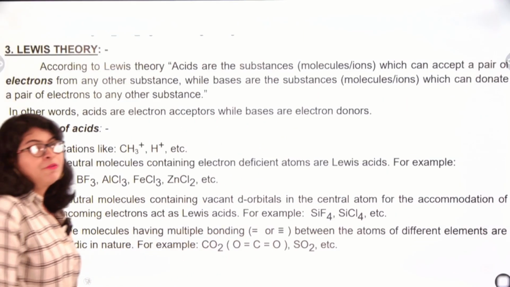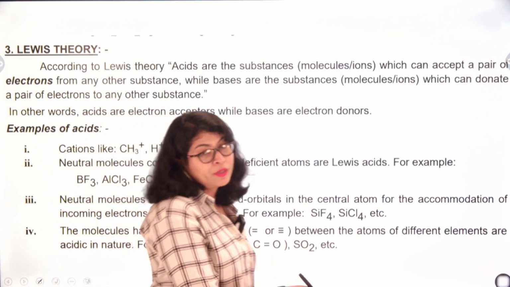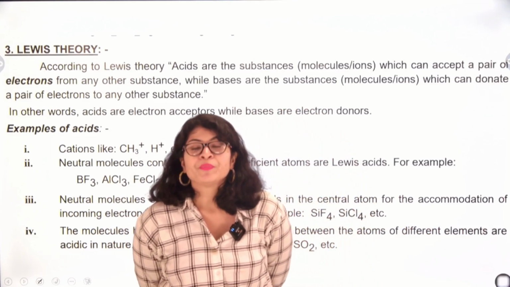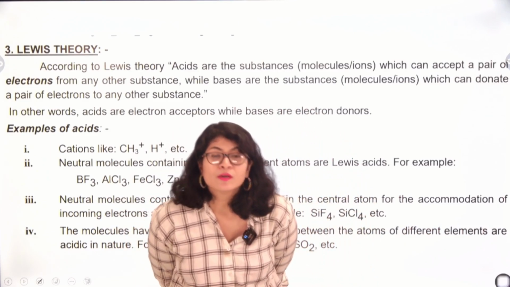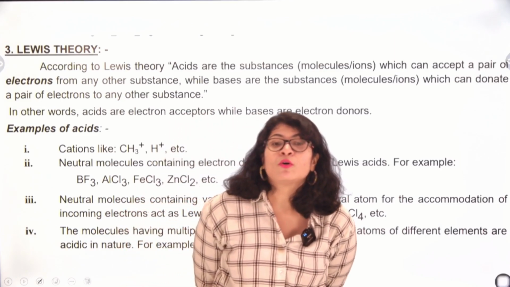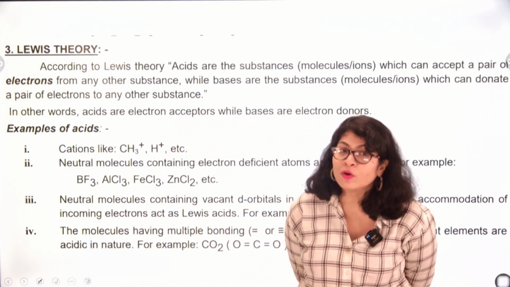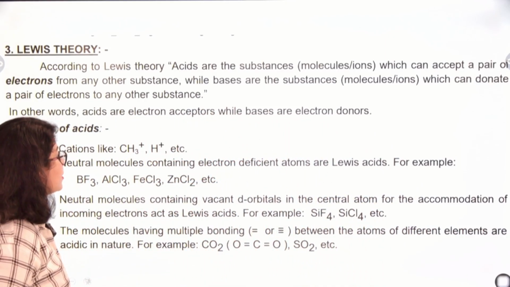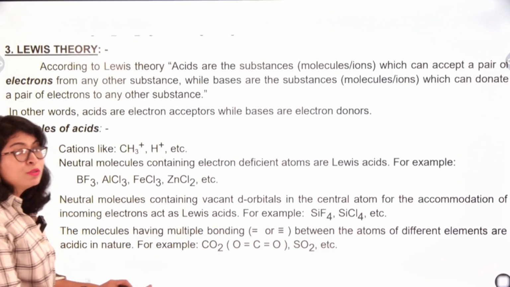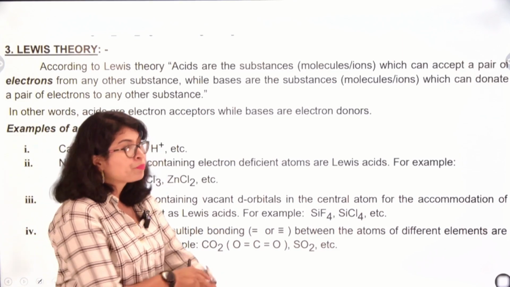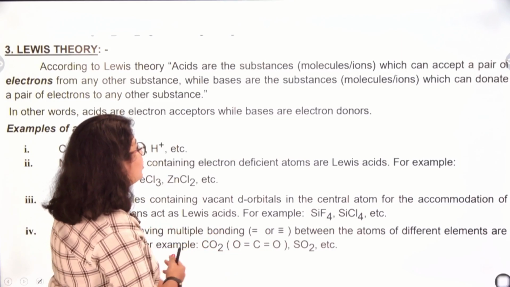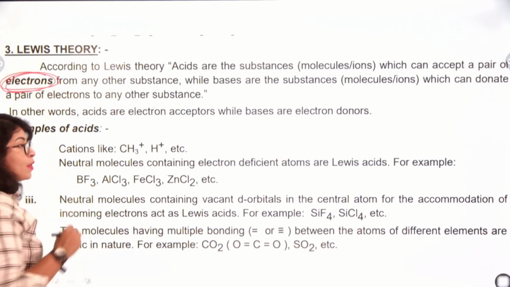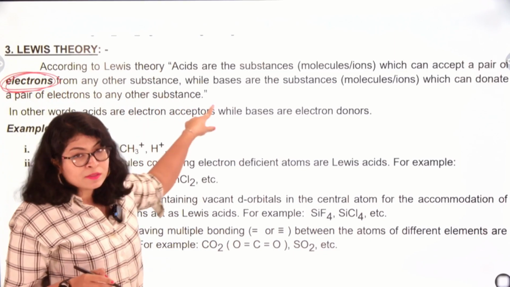Now, after the certain limitations of Bronsted-Lowry, another concept took its place, which is called the Lewis theory. So now let us understand Lewis theory and see whether it was able to overcome the drawbacks of Bronsted-Lowry or not. According to Lewis theory, acids are substances, which can be neutral molecules or ions as well, which can accept a pair of electrons from any other substances.